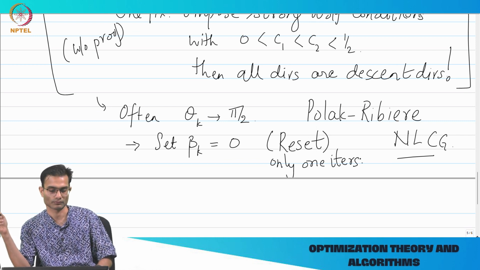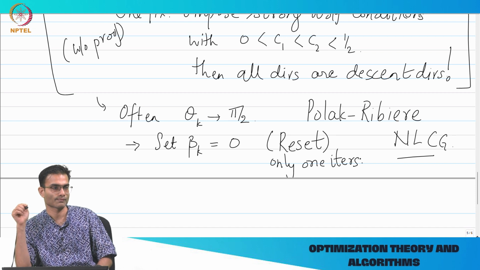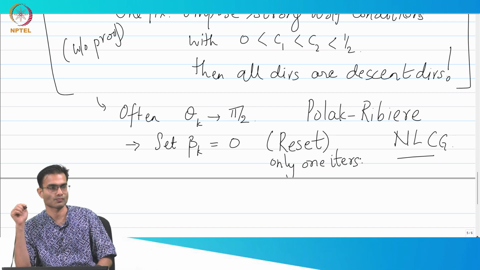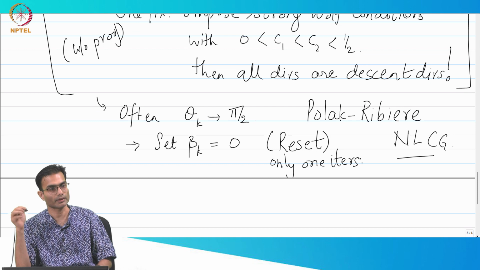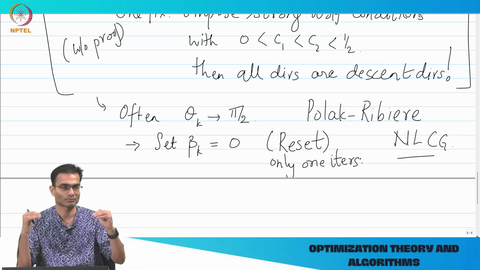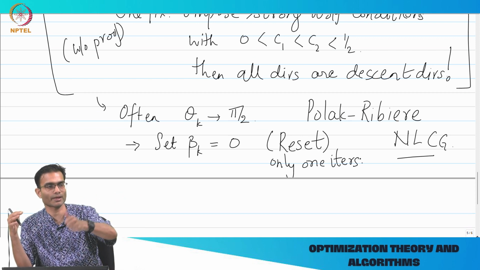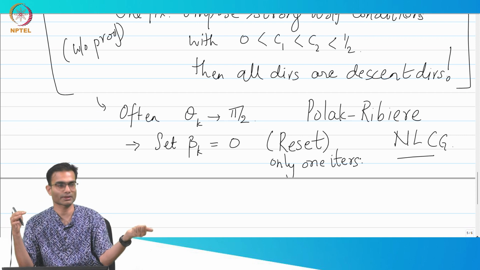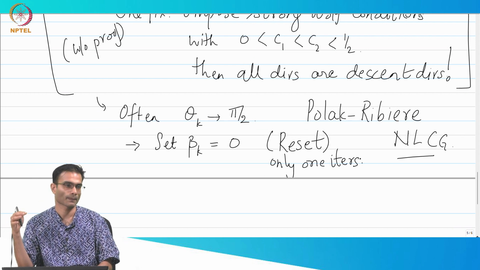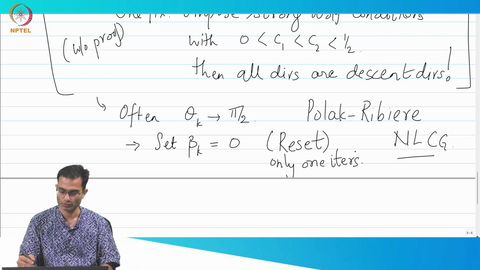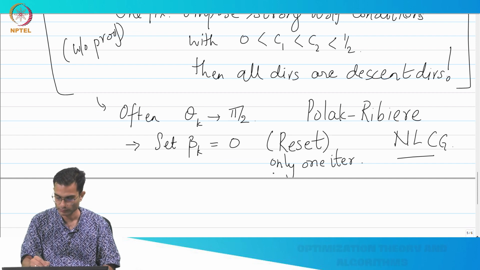Once we make it 0, let's say we get another pk. For that, will we again use the beta k? Then it's a reset. I set it to 0. It's like starting from P0. Now I follow the rest of the recipe. So if you keep running into the problem, you keep resetting, but for one iteration only.